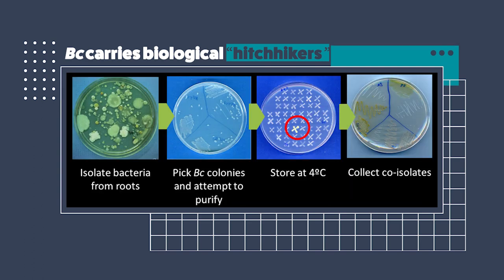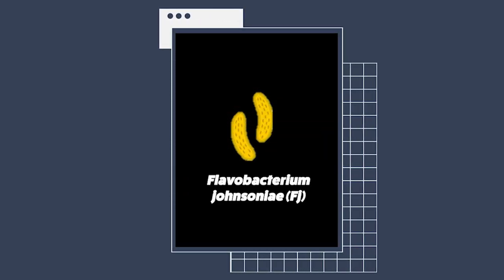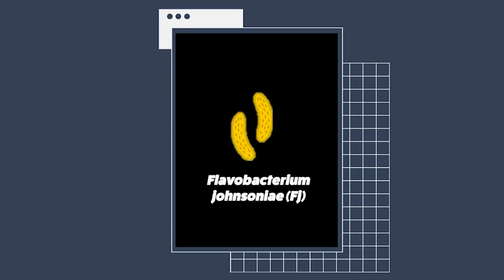So then we can take that species and re-isolate the BC and isolate the new species, and we can start to characterize both of them. One hitchhiker that's very common on BC is FJ. And it seems that the reason for this is because FJ actually uses BC to be able to survive in the rhizosphere. To imitate the rhizosphere environment in the lab, we use what's called root exudate medium.